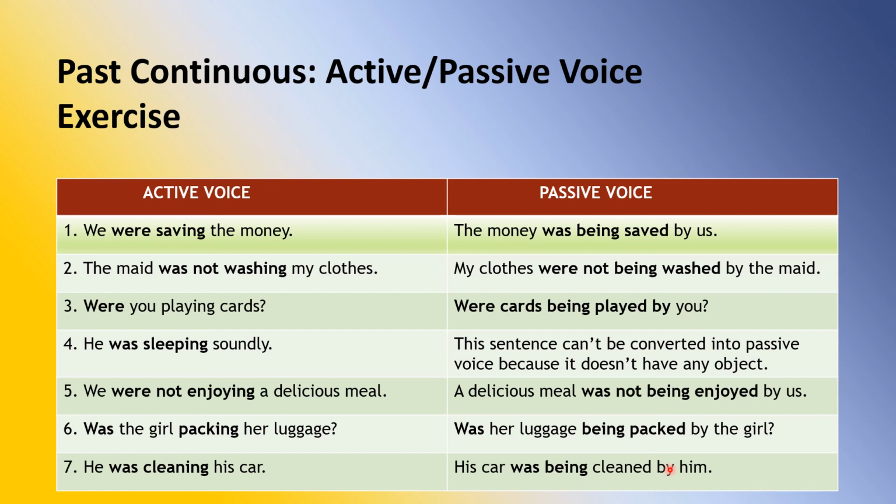I hope now you understand that you should change the auxiliary verb according to the subject of the sentence, and you should use being after the auxiliary verb. Then you should use the third form of the verb along with by, and you should change the pronoun form.